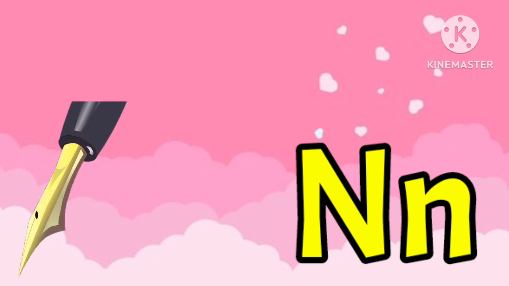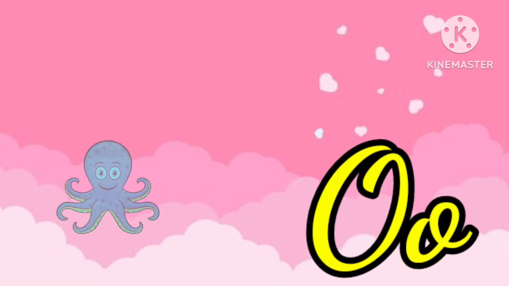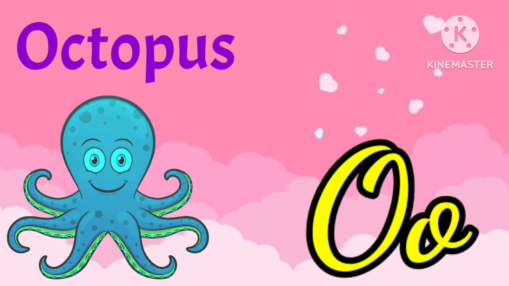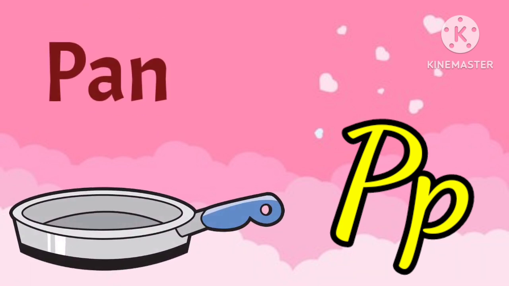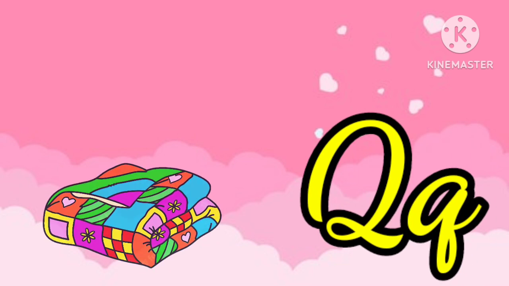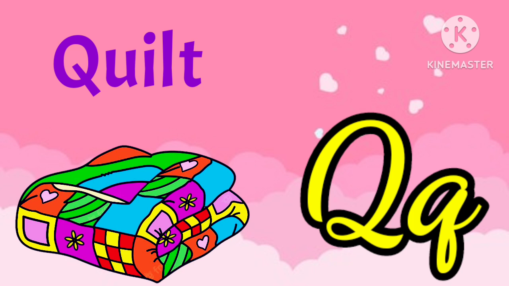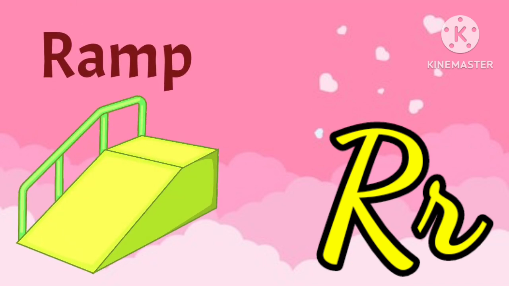N. N is for nib. O. O is for octopus. P. P is for pen. Q. Q is for quilt. R. R is for ramp.